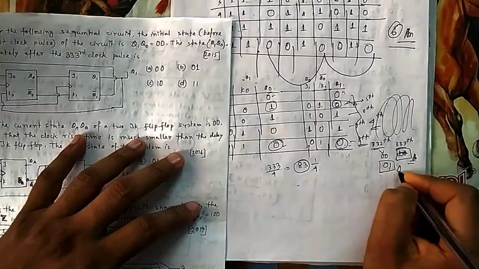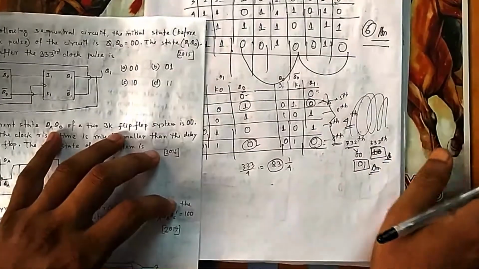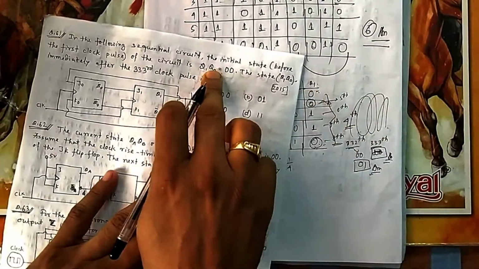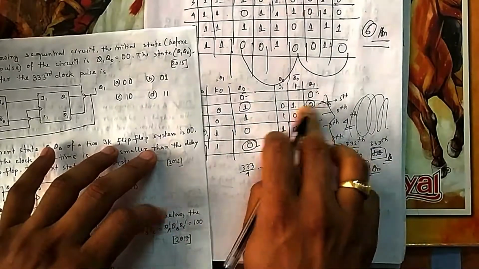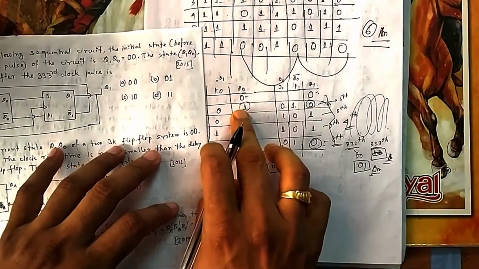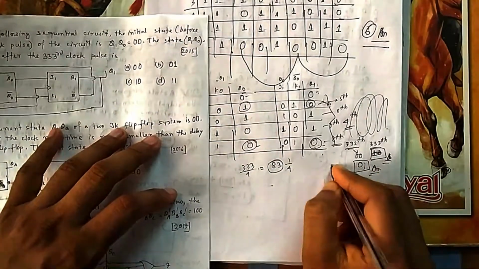So be careful with your MSB and LSB, which one should be first and which one should be last. So this is Q1, then Q0. Q1 is 0 and Q0 is 1, so it is 0, 1. That is your option B.